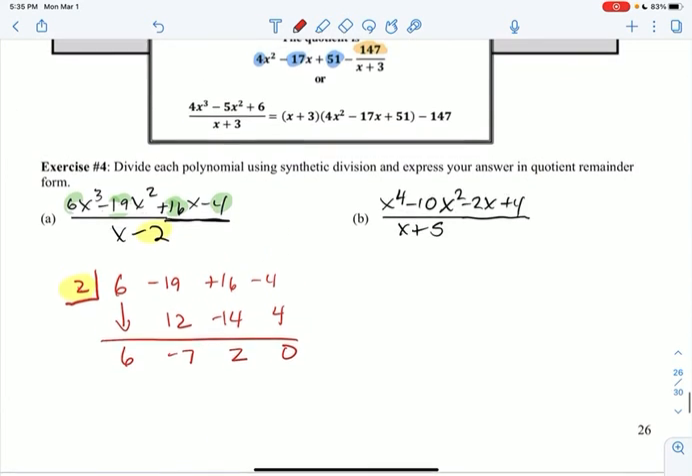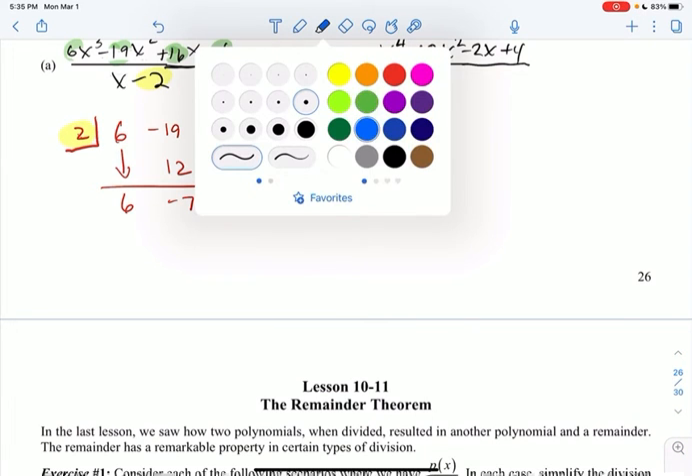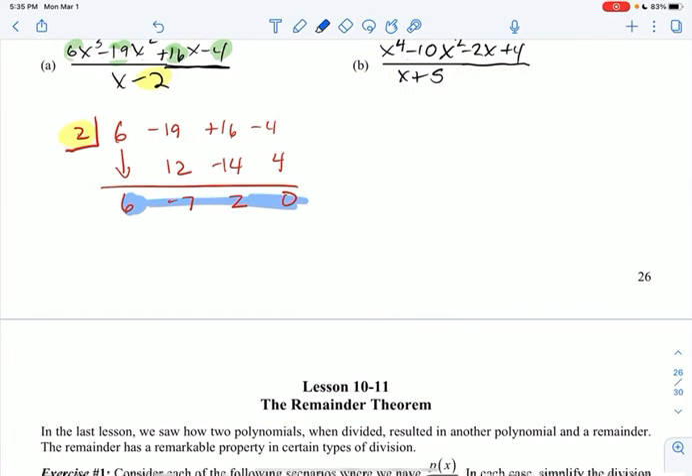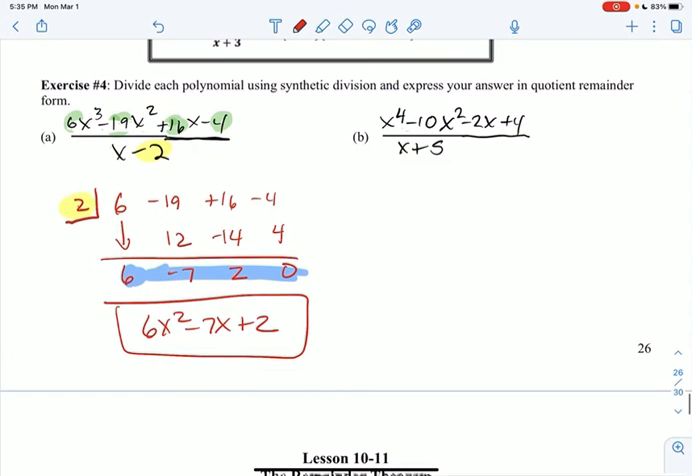These numbers are my answers right here. So I'm just going to have to throw in the x's, but it's always one lower power than what I had. So it's going to be 6x squared minus 7x plus 2. The original problem was 6x cubed, right? So see how when I add those x's back in, I'm starting at one power lower than what I had.